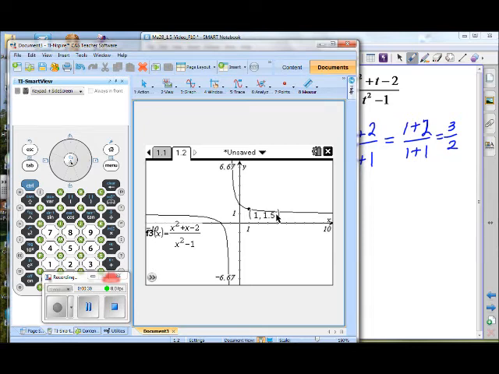Now keep in mind though, you know from your work, that if you have a dot on a graph, that means that that point is included, is a part of the graph, and we know from our work that that point in fact is not.